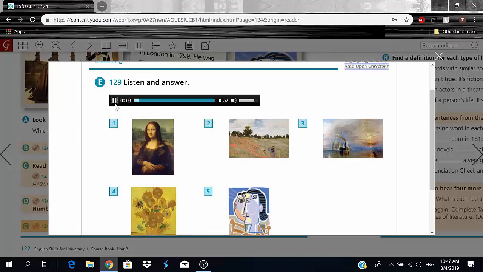Exercise E. Listen and answer. 1. How many main kinds of painting does the lecturer talk about?